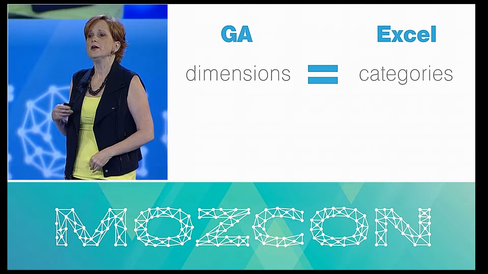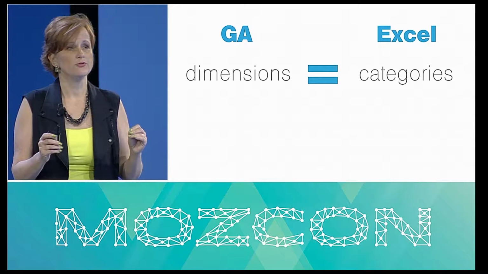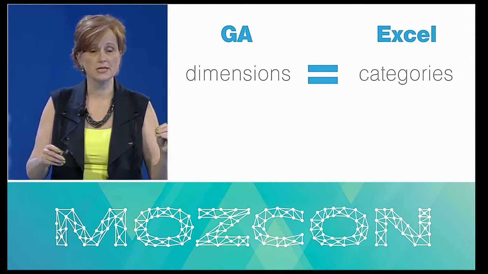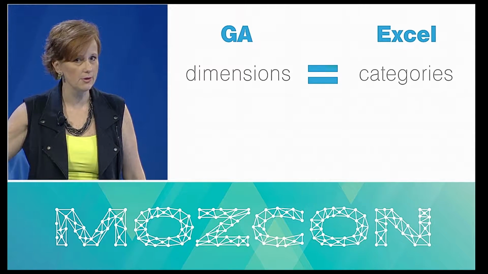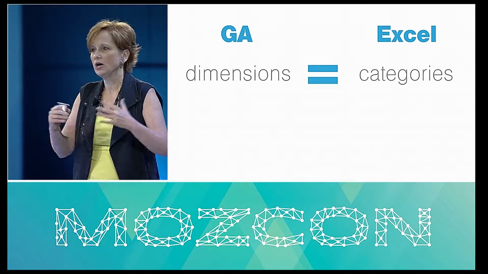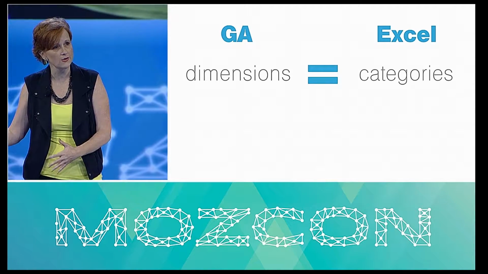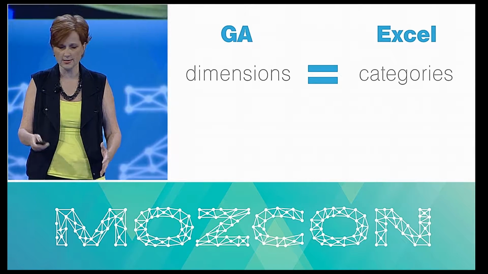All right, so remember I said earlier, I'm using Google Analytics because it maps so beautifully to Excel, but if you grasp this, you're going to be able to apply it to any marketing data. Here's the mapping. So dimensions are a lot like buckets in Google Analytics, so they map to categories in your Excel charts.